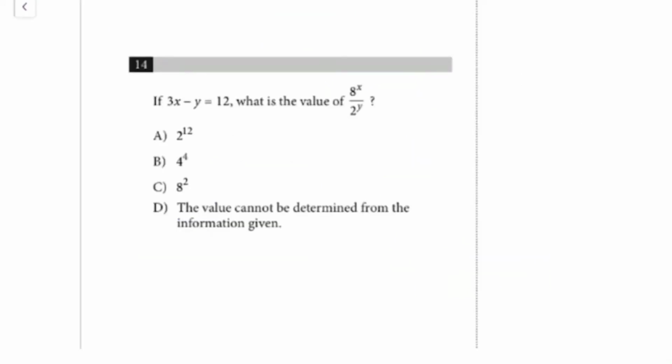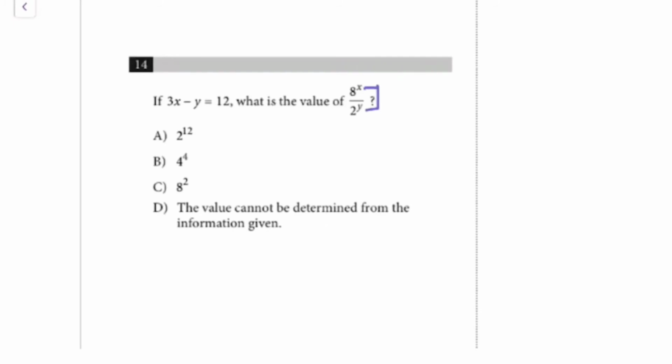Okay, question 14. If 3x minus y equals 12, what is the value of 8 to the power x over 2 to the power y? Okay, so I actually really like this question. What I'm going to do first is I'm going to define y in terms of x. So I have a common power over here.